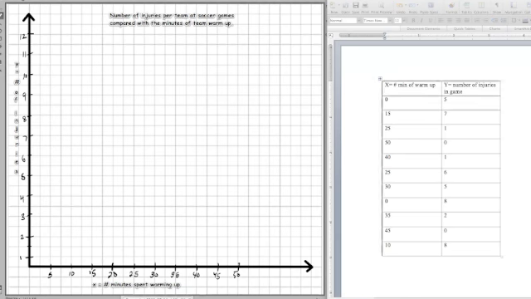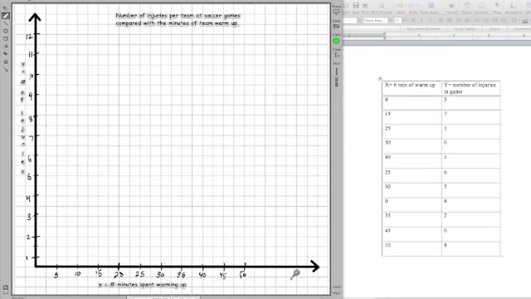Now this is the number of injuries per team at soccer games compared with the number of minutes of team warm-up. So our independent variable is x, and that's the number of minutes spent warming up, and we're going to look at how many injuries occur with that. So just taking lots of different soccer games, and we can plot these points.